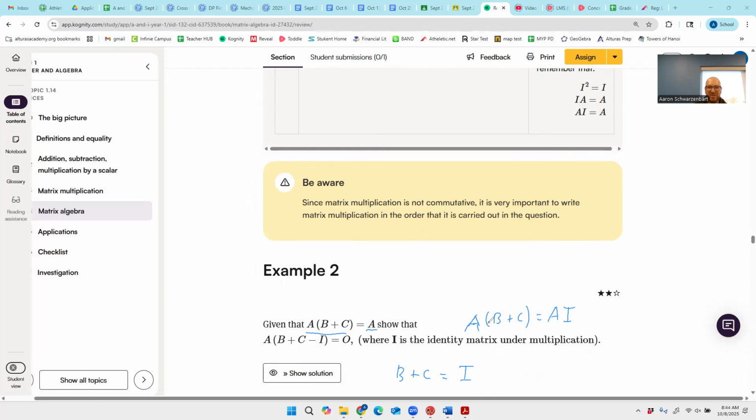I can justify this with inverses later. So this becomes I minus I, which is 0, right? And then A times the 0 matrix equals the 0 matrix, or the O matrix.